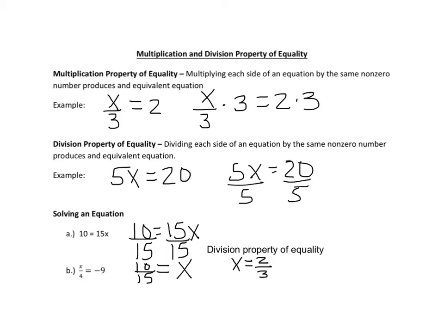We can check our answer by plugging it in. 10 equals 15 times 2/3. Okay, multiplication, we just multiply across. We get 30 over 3. And both sides will equal 10. So we know that our answer was correct.